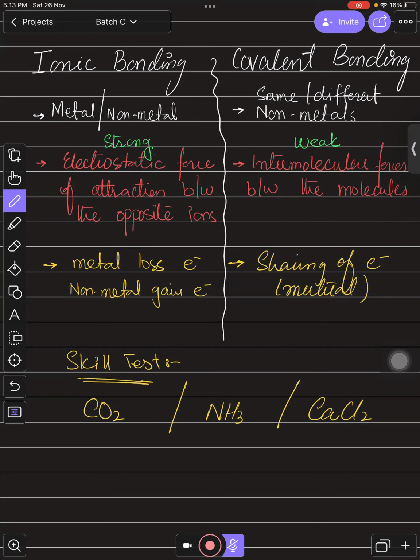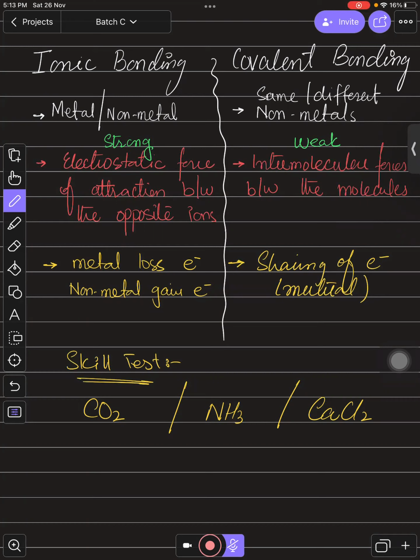I want you to read the red one. Ionic bonds are strong because they have an electrostatic force of attraction between the opposite ions. Yes, there is this strong electrostatic force of attraction. I am not just saying that the bond is strong; I am saying the bond is strong because it has a strong electrostatic force of attraction, right?